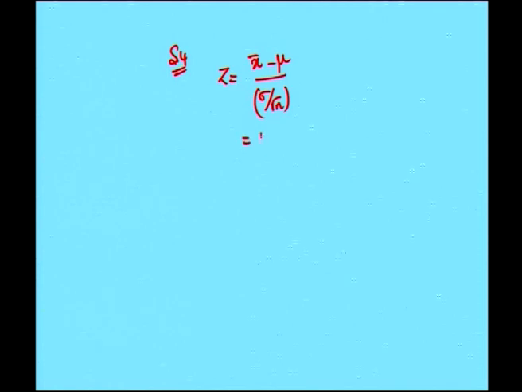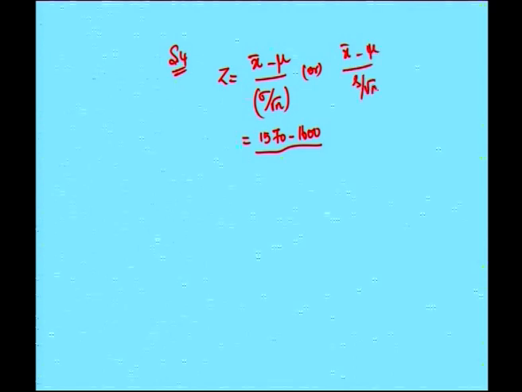Substitute all the values: 1570 minus 1600 divided by, if sigma is not available, you can take the sample standard deviation. So, sample standard deviation is 120 divided by root of 100.